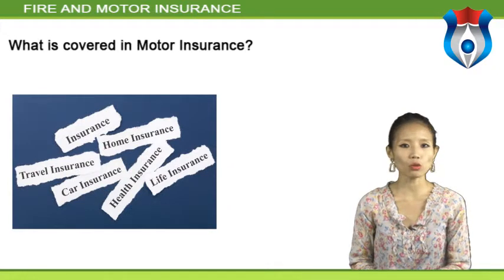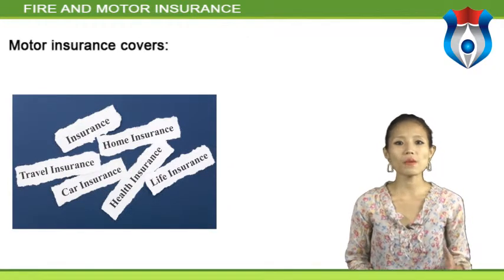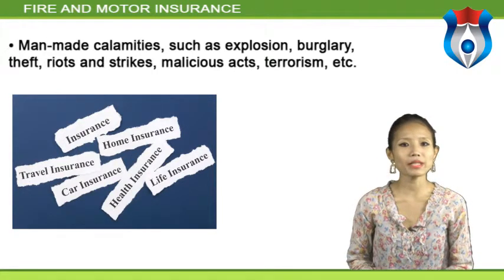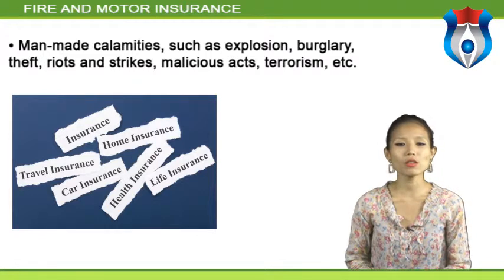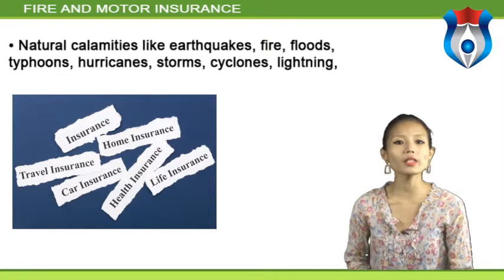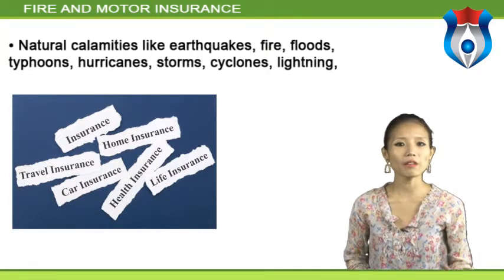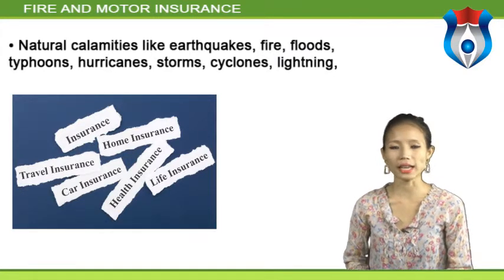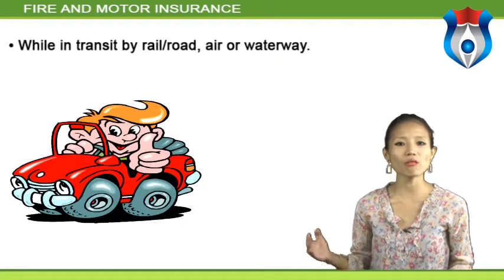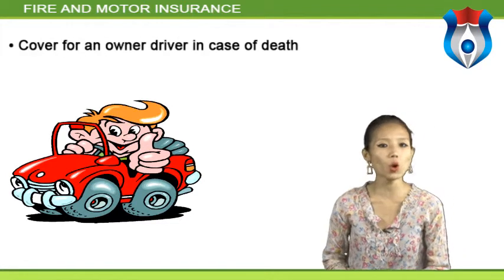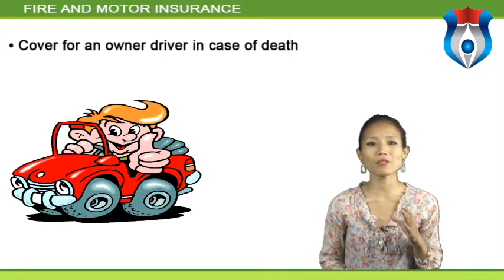What is covered in motor insurance? Motor insurance covers accidents caused by external means, and man-made calamities such as explosion, burglary, theft, riots and strike, malicious acts, terrorism, etc. Natural calamities like earthquakes, fire, floods, typhoons, hurricanes, storms, cyclones, lightning, etc. are covered, as is damage while in transit by rail, road, air or waterway. It also includes third-party legal liability cover for an owner-driver in case of death.